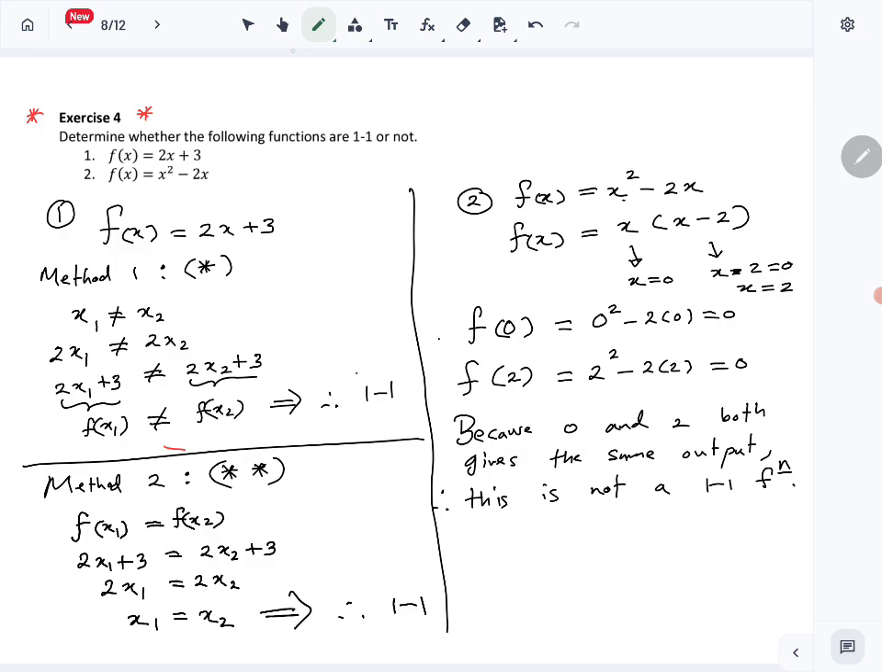So again, we have the conclusion. This is one-to-one. If f(x1) equals f(x2) implies x1 equals x2, that is the condition for one-to-one. So this function is one-to-one. Again, this type of question will not be asked in the exam. This is just for reference.